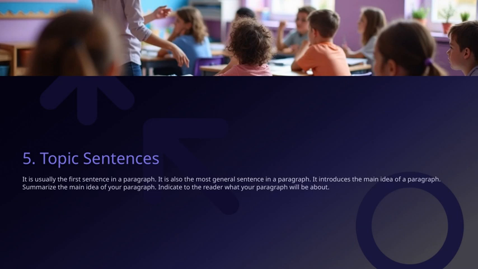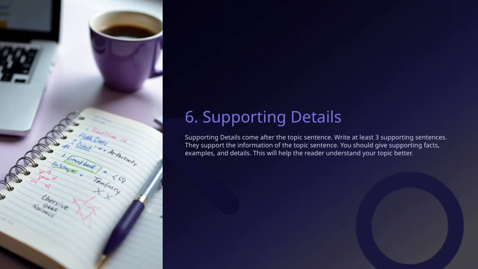So, in essence, a strong topic sentence is essential because it frames your paragraph, keeps your writing on track, and makes your message clearer for everyone listening or reading. Now, let's talk about supporting details. These are the sentences that come after your main topic sentence. They're essential because they help explain, clarify, and reinforce the main idea.